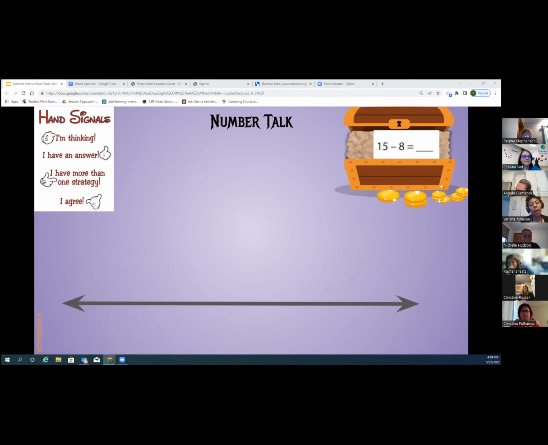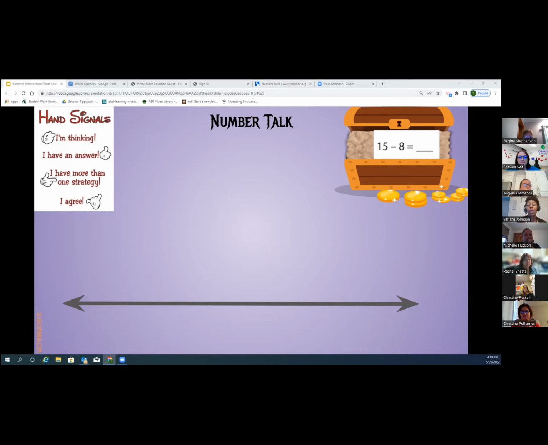Okay, so as we begin this number talk, I want to remind you of some hand signals because we're going to spend the first couple moments giving you an opportunity to just think quietly. As a reminder, while you're thinking, you can hold up this hand with your thumb enclosed. If you have an answer, give me a thumbs up. If you have more than one answer, give us, I call it the L symbol, but whatever you would like to call it for your kids would be just fine. And then, of course, if you agree with something that's shared, you can also use this signal as well.